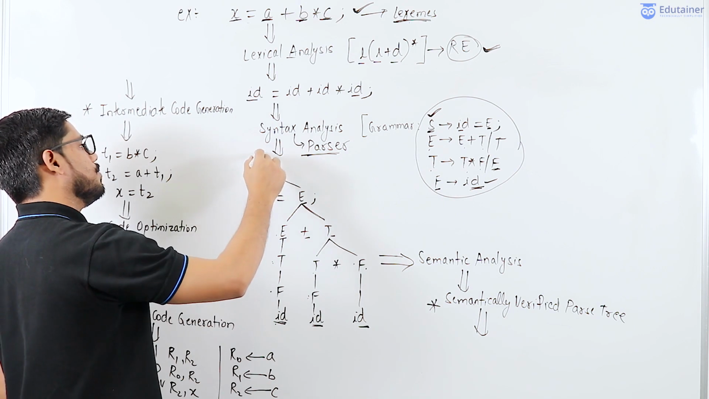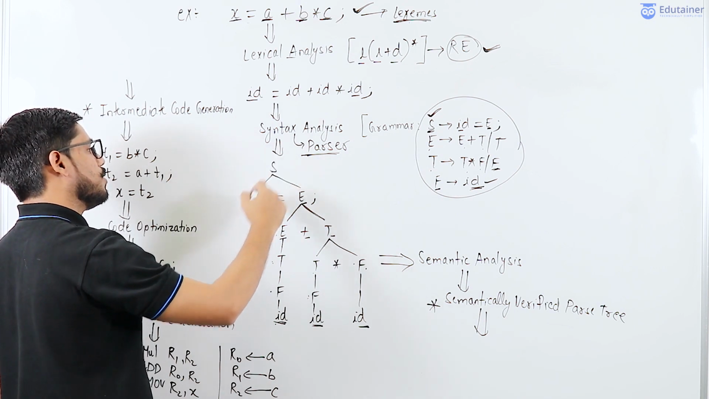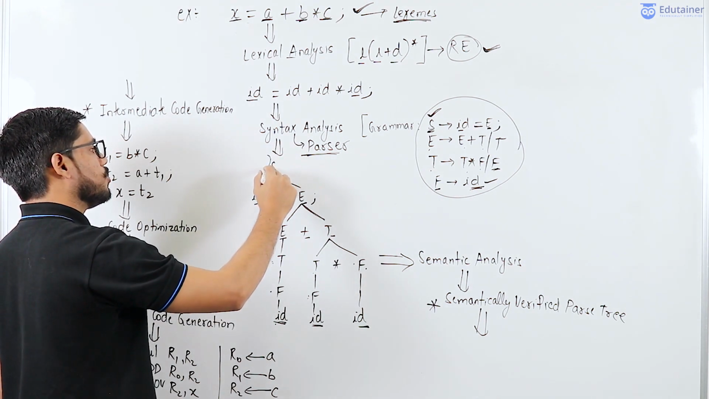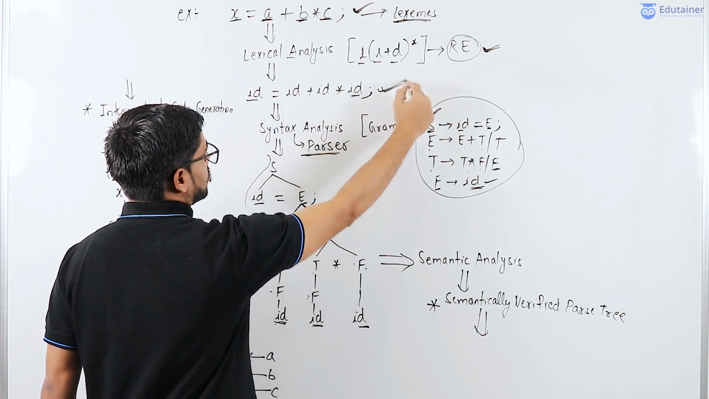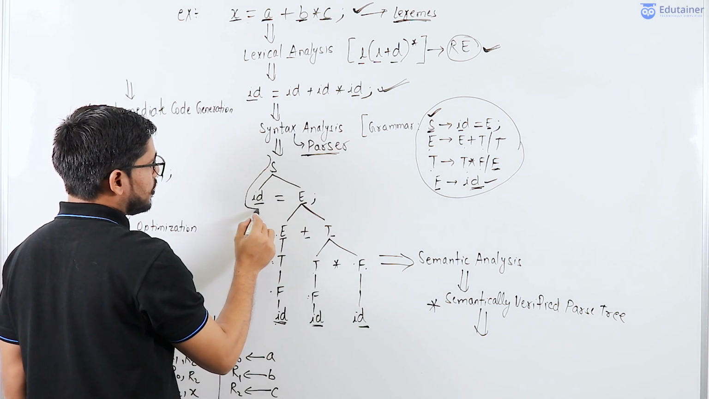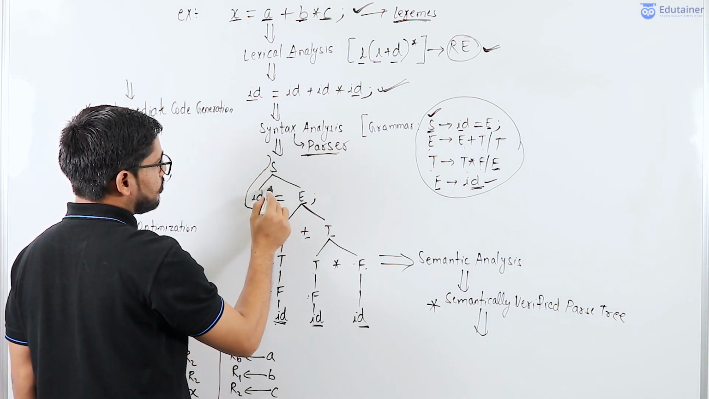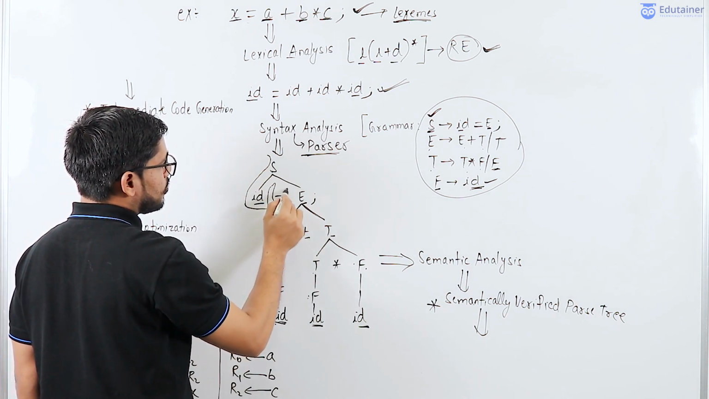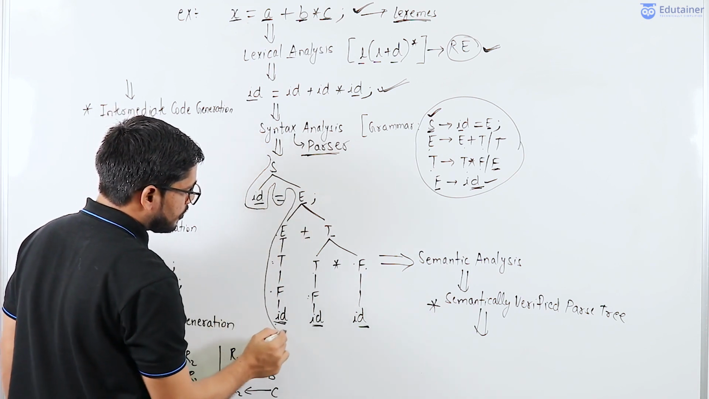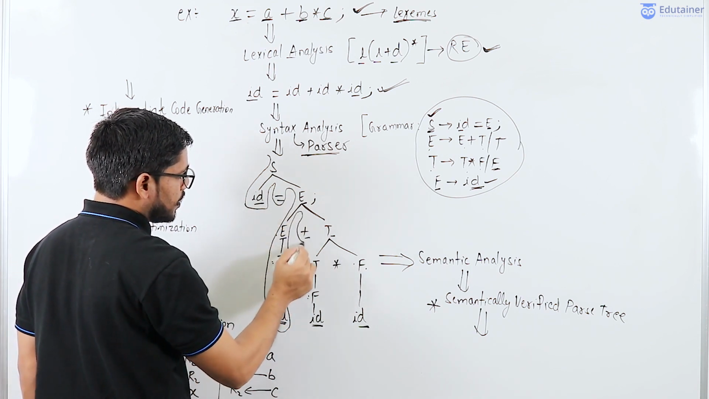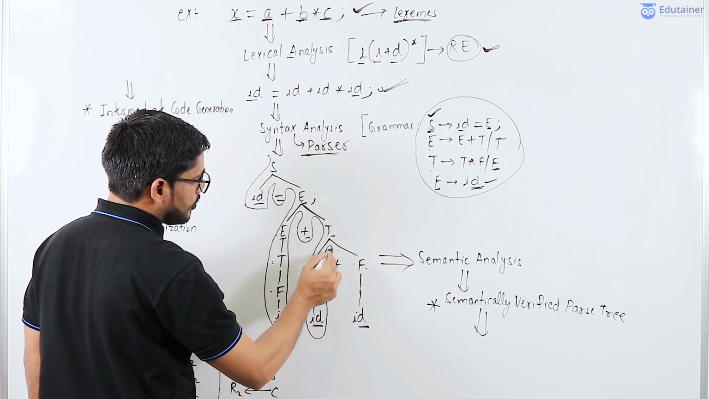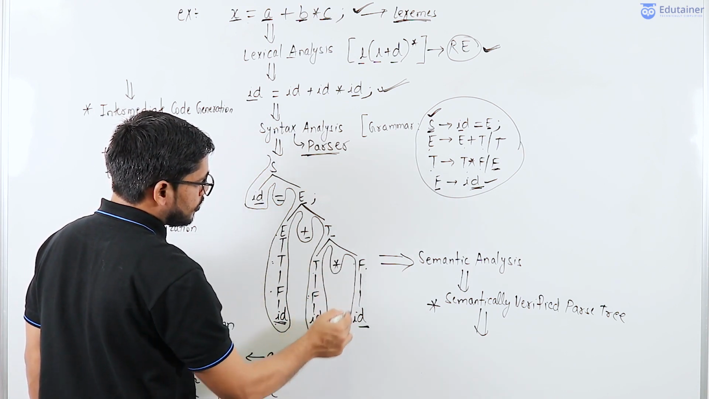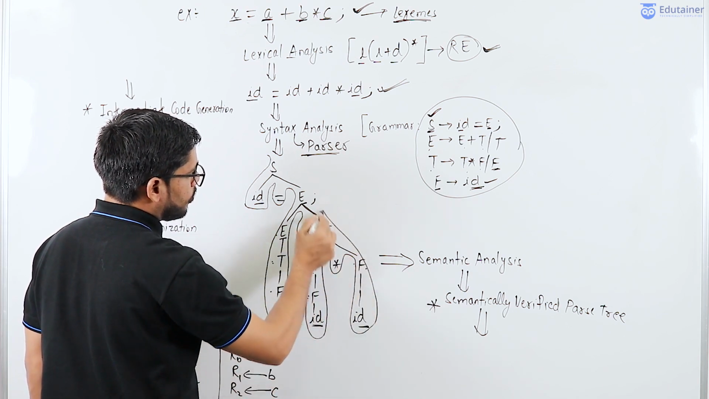So if you traverse the parse tree from top to bottom and left to right, you will get the desired expression. What is the desired expression? Identifier equal identifier plus identifier into identifier followed by semicolon.